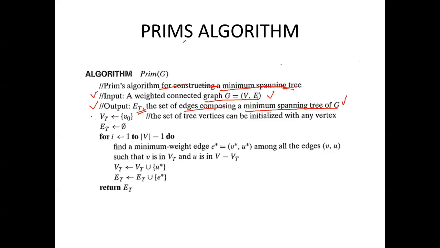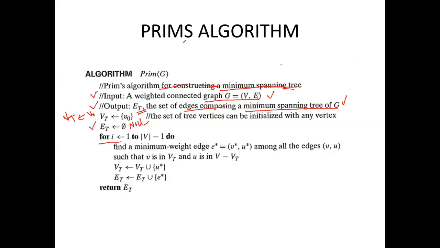Initially, these are the vertices we are including in a tree. So we consider the initial vertex, that is V naught. The set of tree vertices can be initialized with any vertex, so you can start from any vertex of the graph, and you are going to construct a spanning tree. Initially we don't have any edges, so the edge set is initialized with null.